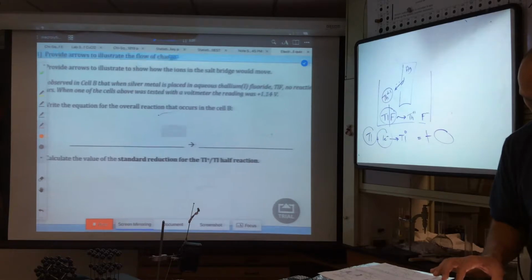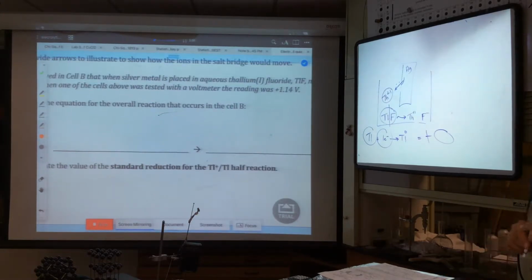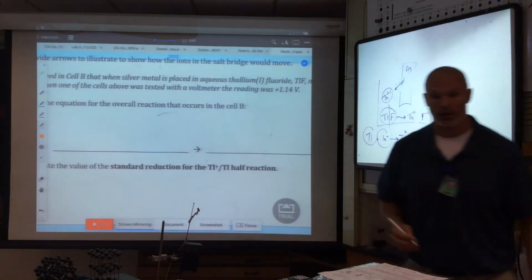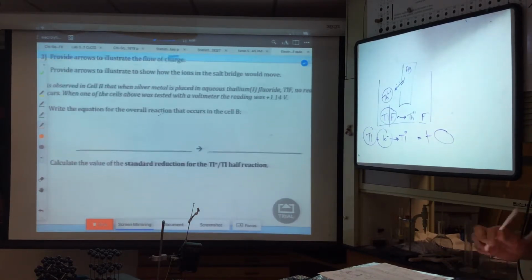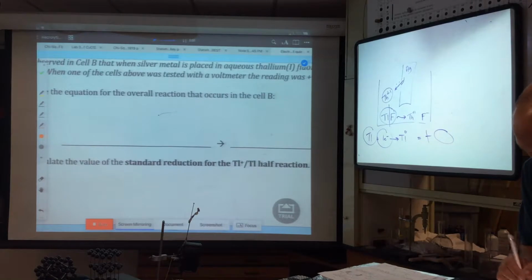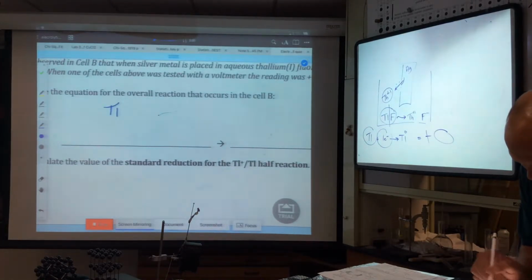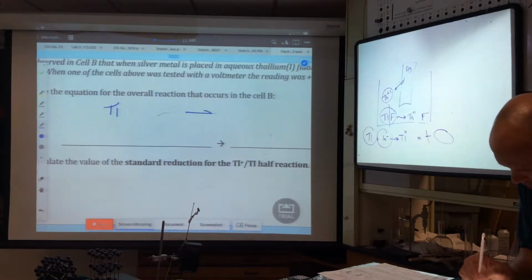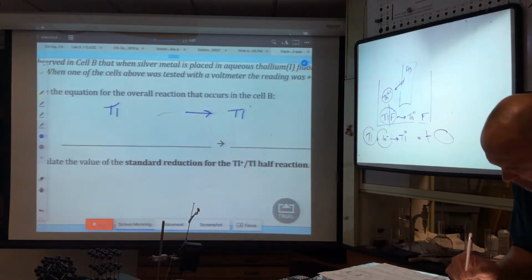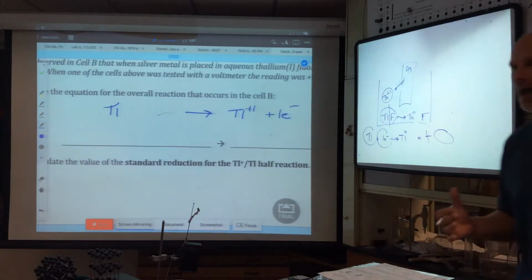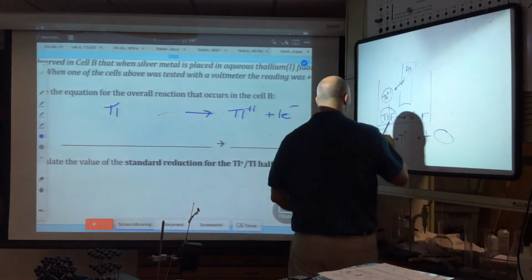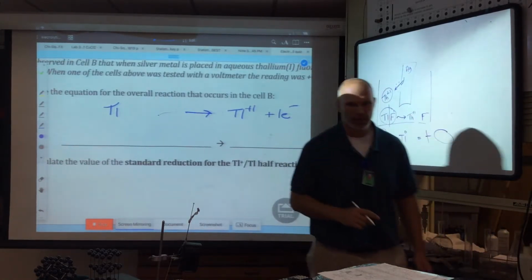So write the overall equation. Well, you should have a habit of doing the half reactions. Who oxidized? Cell B is the battery, right? So I kind of did this already. So write the half reactions. Tl got oxidized. So what did it do? It became Tl plus 1, plus an electron. Some of you guys had minus 2. My gosh, no way. It's TlF. It's screaming to you what it becomes.